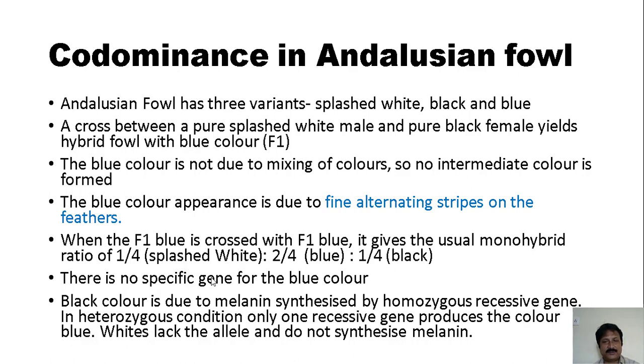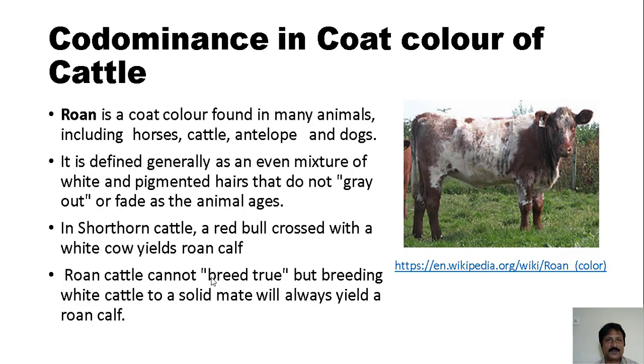In the homozygous condition, there are two doses of the allele, but in the heterozygous condition, there is only one dose of the allele. So, one recessive gene produces the color. In white, there is no such allele, and so no melanin is synthesized, and they are white in color. I suppose you have understood how codominance is applying in Andalusian fowl.